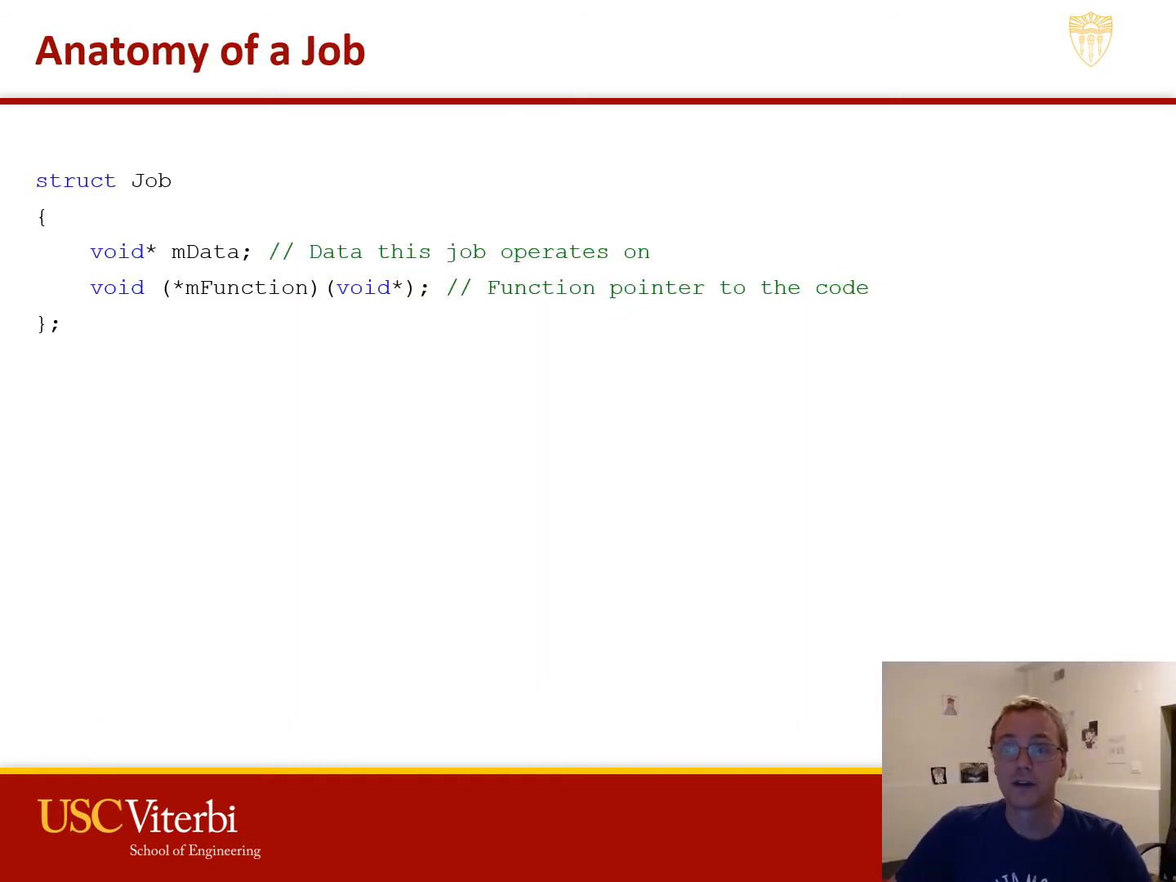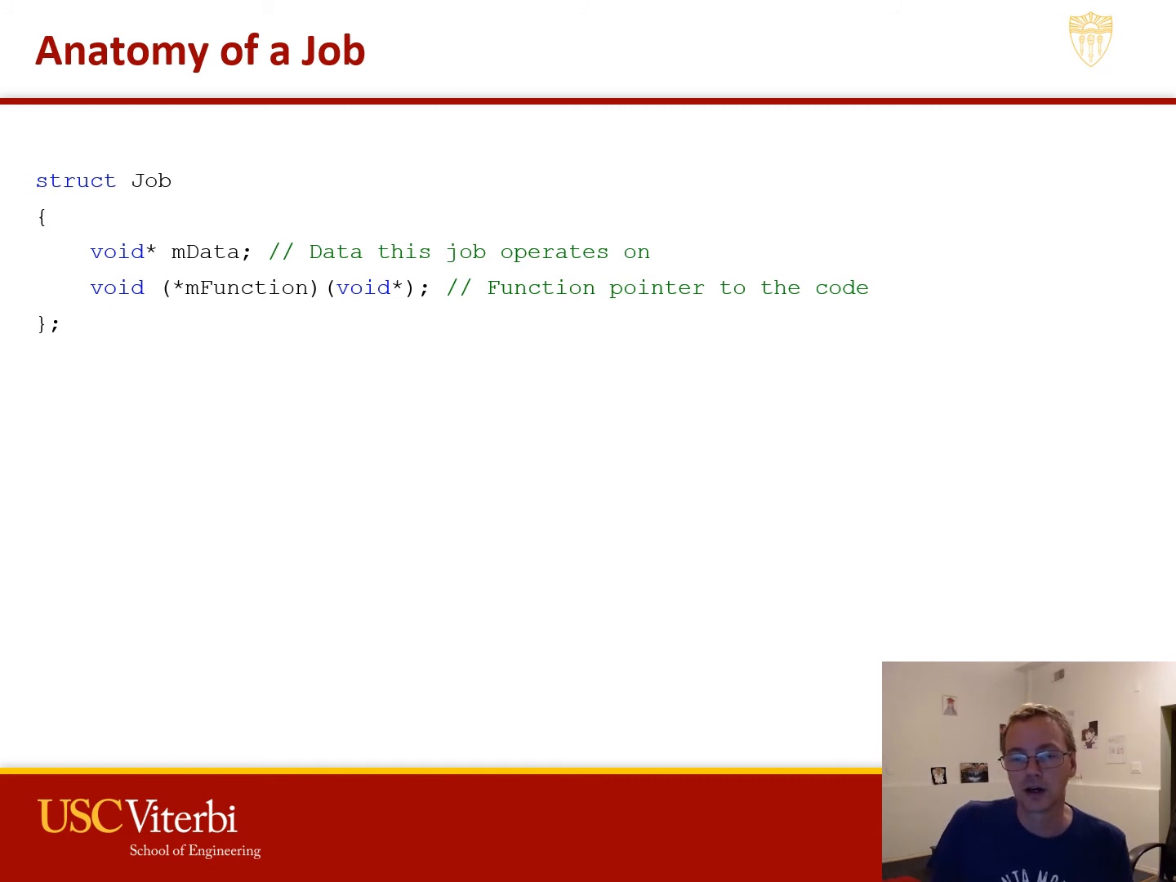So what is a job? Let's take a look at the simplest possible description of what a job might be. A job is simply a function to do and some data to operate on. Now this syntax, this is the C style syntax for a function pointer. Let's take a little bit of an aside here, a bit of a tangent to describe exactly how that works.